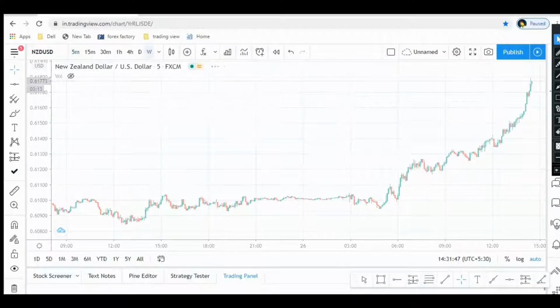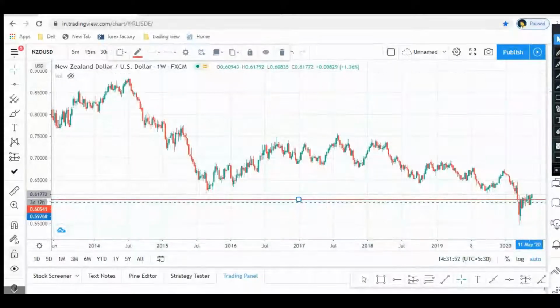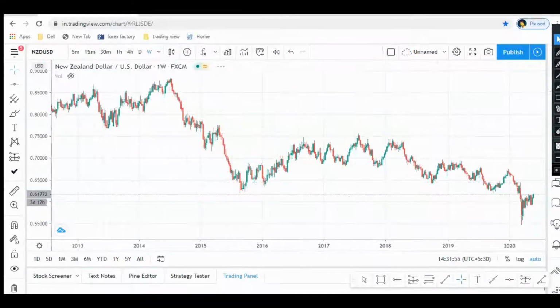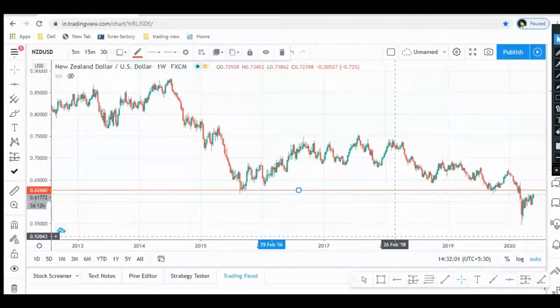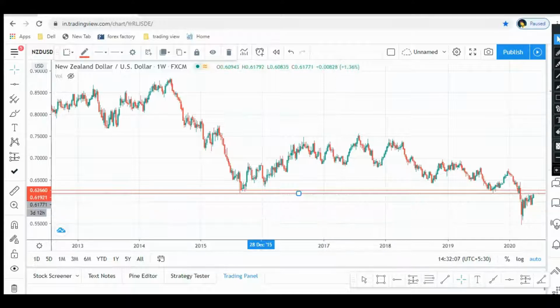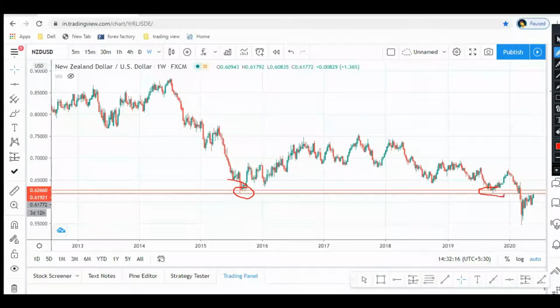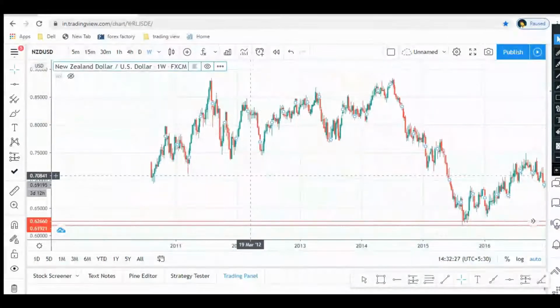Let's switch to the weekly chart. Alright, let me delete all the support and resistance lines. So as you may see, at this particular zone, price has reacted as a support, and after that price has broken out of this zone. So I will find out if this zone is suitable for a sell order or buy order. So let's go back.